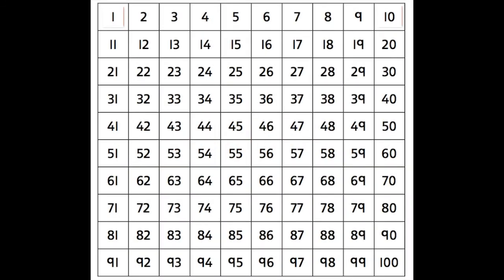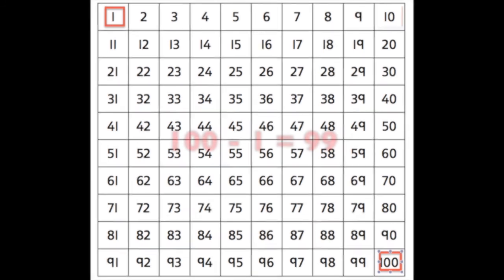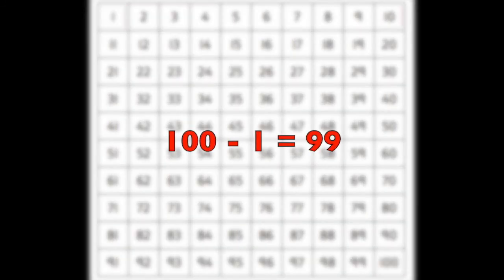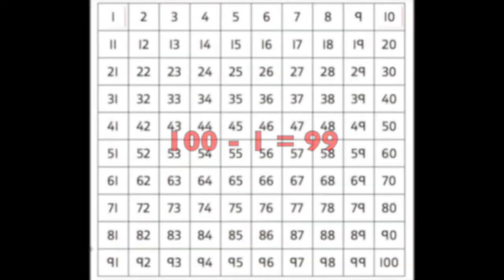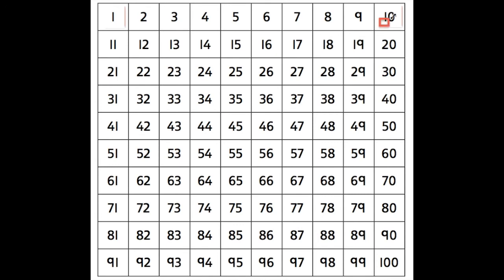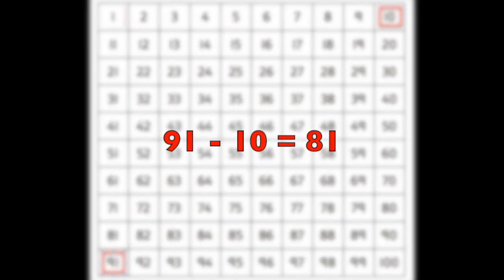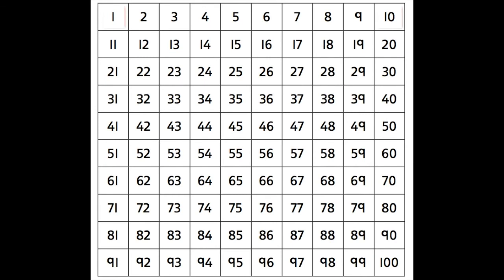If you looked at the difference between the corners going diagonal, so the top left and the bottom right, which would have been 1 and 100, the difference is 99. If you looked at the top right corner and the bottom left corner, which would be 10 and 91, the difference is 81.